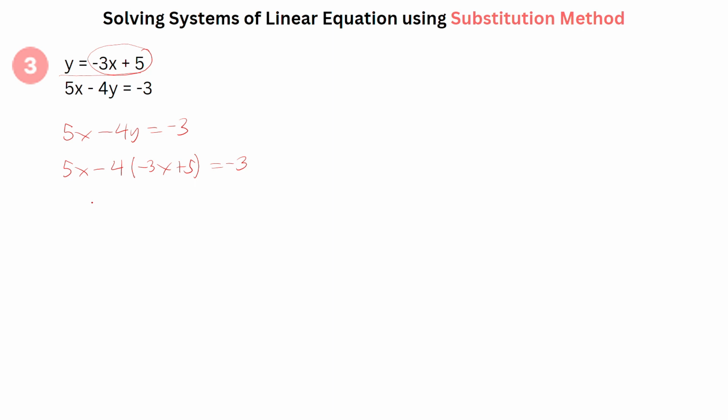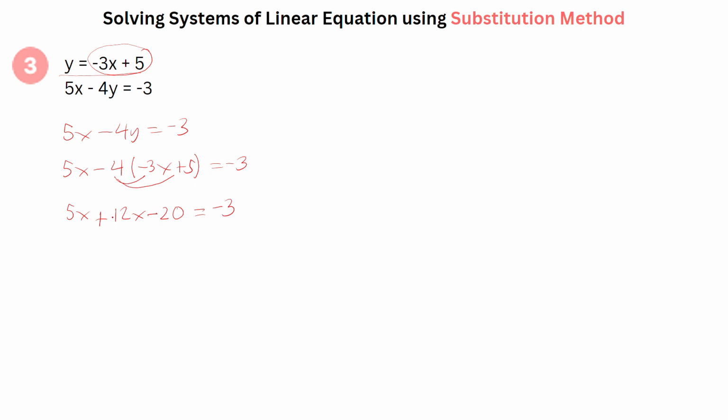Okay, next. What do we do? We have here 5x. Okay. What is negative 4 times negative 3x? Okay, negative times negative, obviously, that's gonna be positive, right? Now, what's 4 times 3x? That is 12x. Now, how about negative 4 times 5? That is obviously negative. And then 4 times 5 is 20, so negative 20. I'll just copy that equals negative 3.